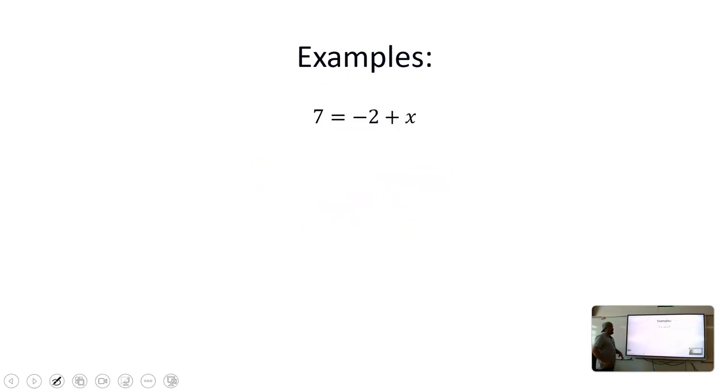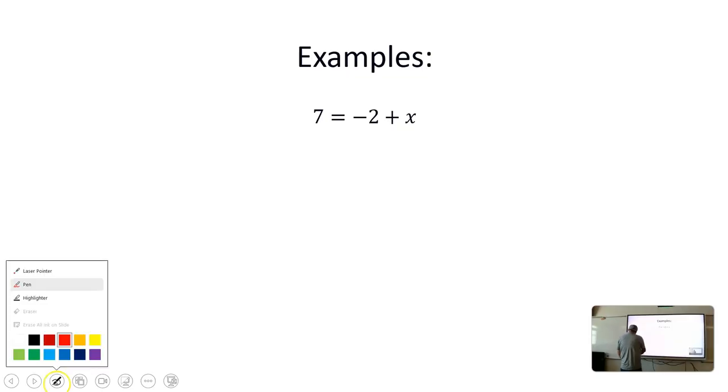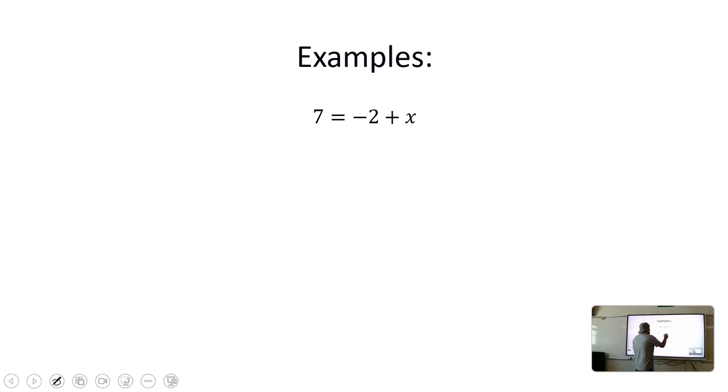So one more of those. Notice here we have 7 equals -2 plus x. Well, the goal is to get x by itself, which means we want to get this 2 away. And the opposite of a -2 is +2. So add 2 to both sides. That goes away. 7 plus 2 equals 9.